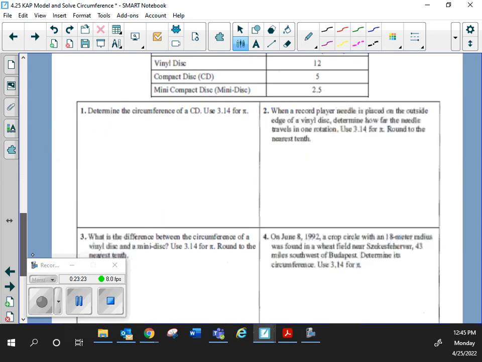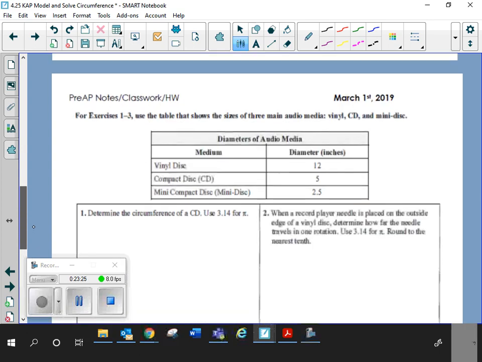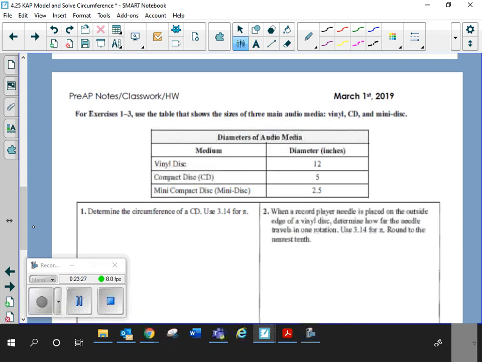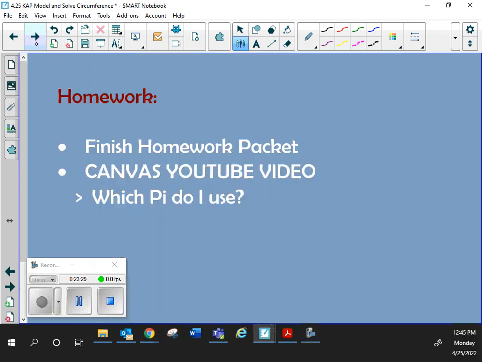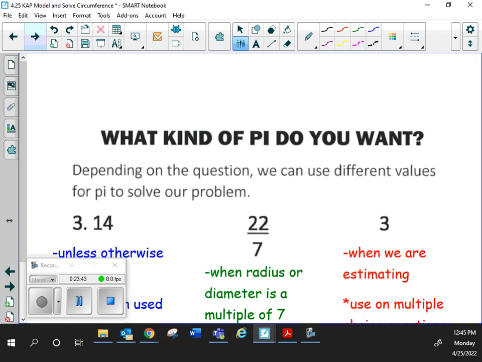And then you've got some word problems on the back that you will do. But there's some other parts that I need to explain for your homework. Okay? So you need to finish the homework packet for homework, but there's a second part. That paper that I had you do your sketch on, if you flip it back over, you'll see at the top of the paper it says, what kind of pie do you want? Okay? You are going to be watching what we call a flip lesson. We haven't done any this year.